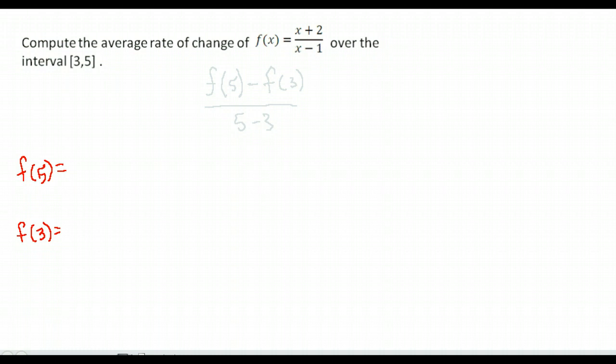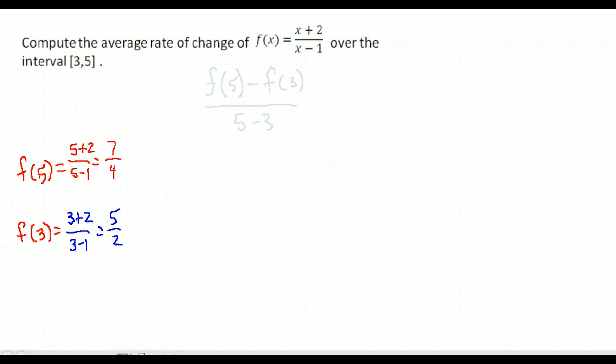So we plug those into our function, x plus 2 over x minus 1. So here we have 5 plus 2 is 7. 5 minus 1 is 4. So we get 7/4 for f of 5. f of 3, we would have 3 plus 2 over 3 minus 1, giving us 5/2.